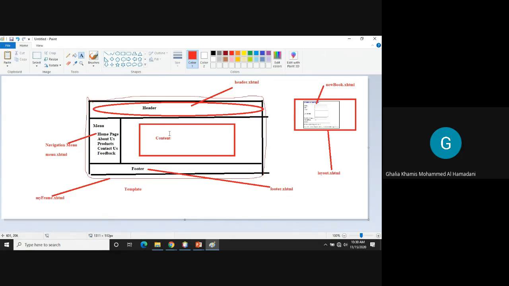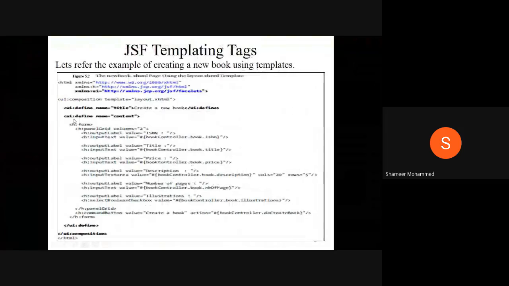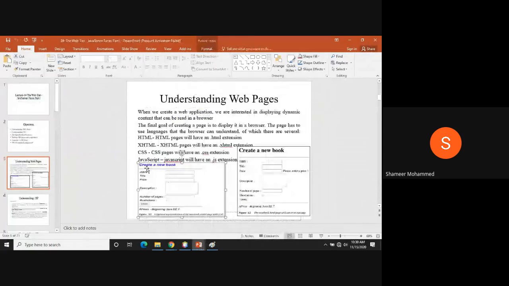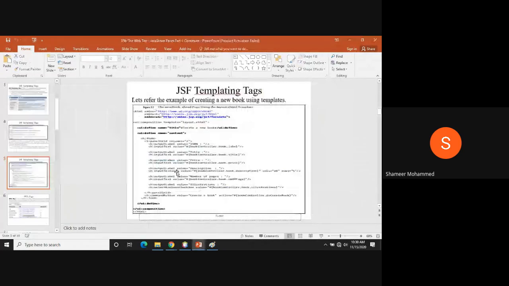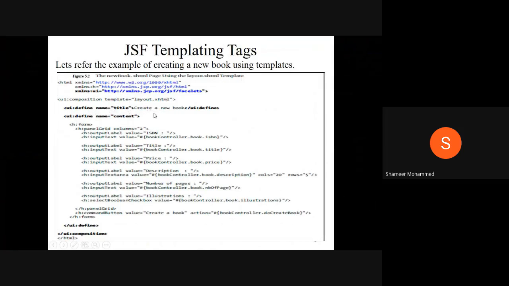Here, again, Mister, see the code. Here I am saying ui:define name title, the title of the page. You have the title like this: Create a new book. This has to be displayed at the top. So that is why in this example, ui:define name title, creating a new book.